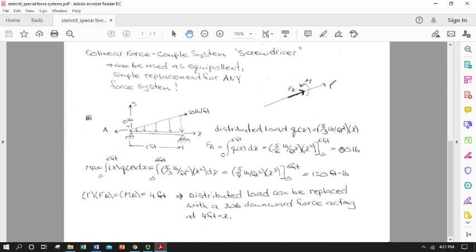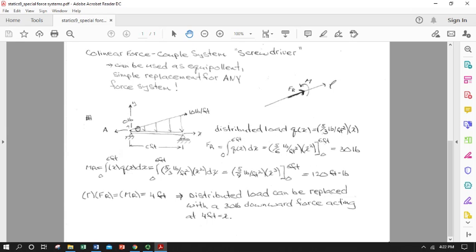So the next step is, where do I put it? Is it acting right here? Is it acting back there? Is it acting halfway between? Well, if I want it to be equivalent, my next consideration when I think of an equivalent force system, it has to produce the same net force, which we just accomplished, but it also has to produce the same moment about a given point in the system.